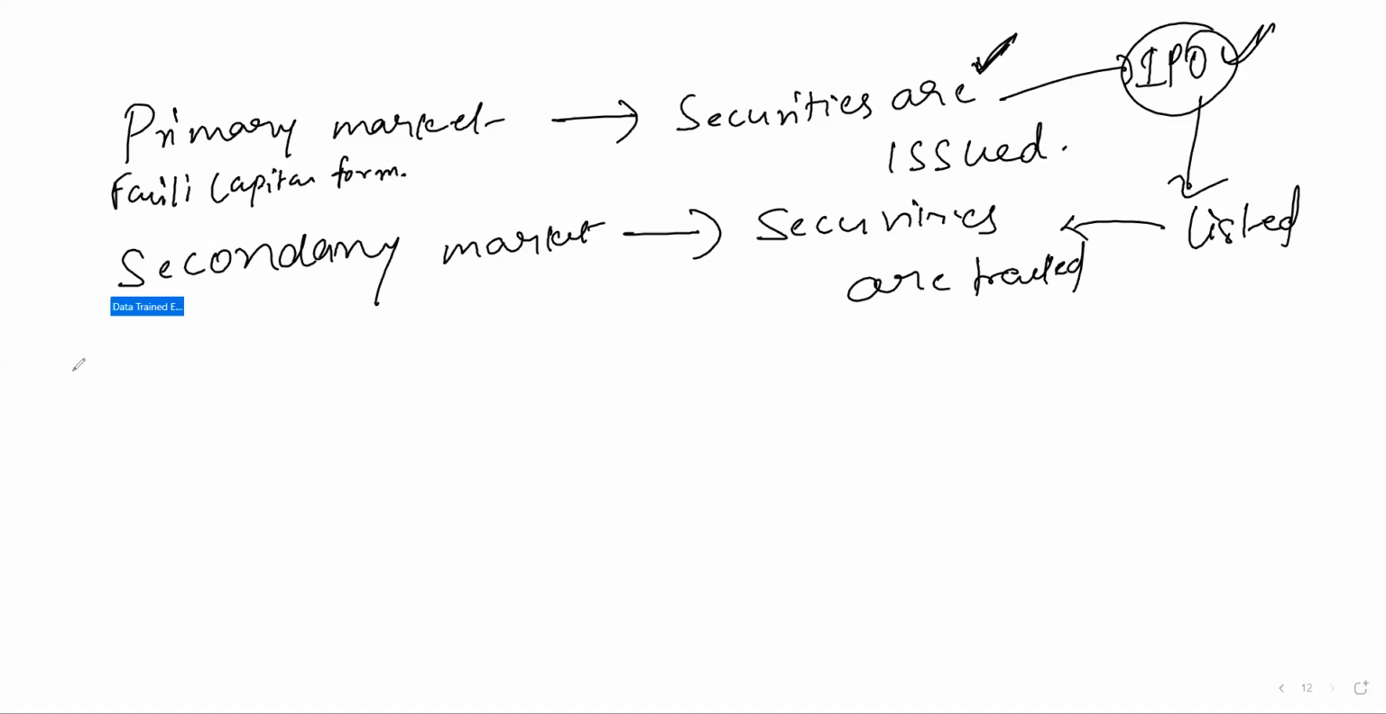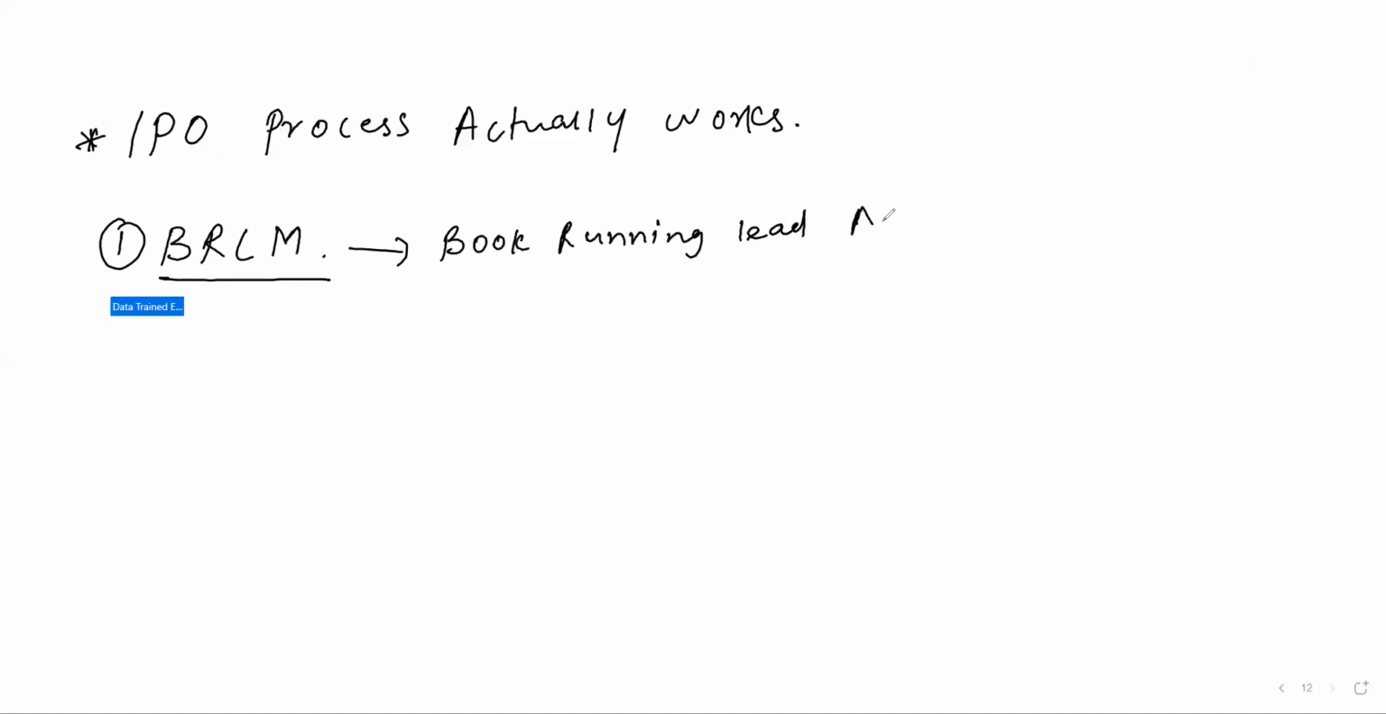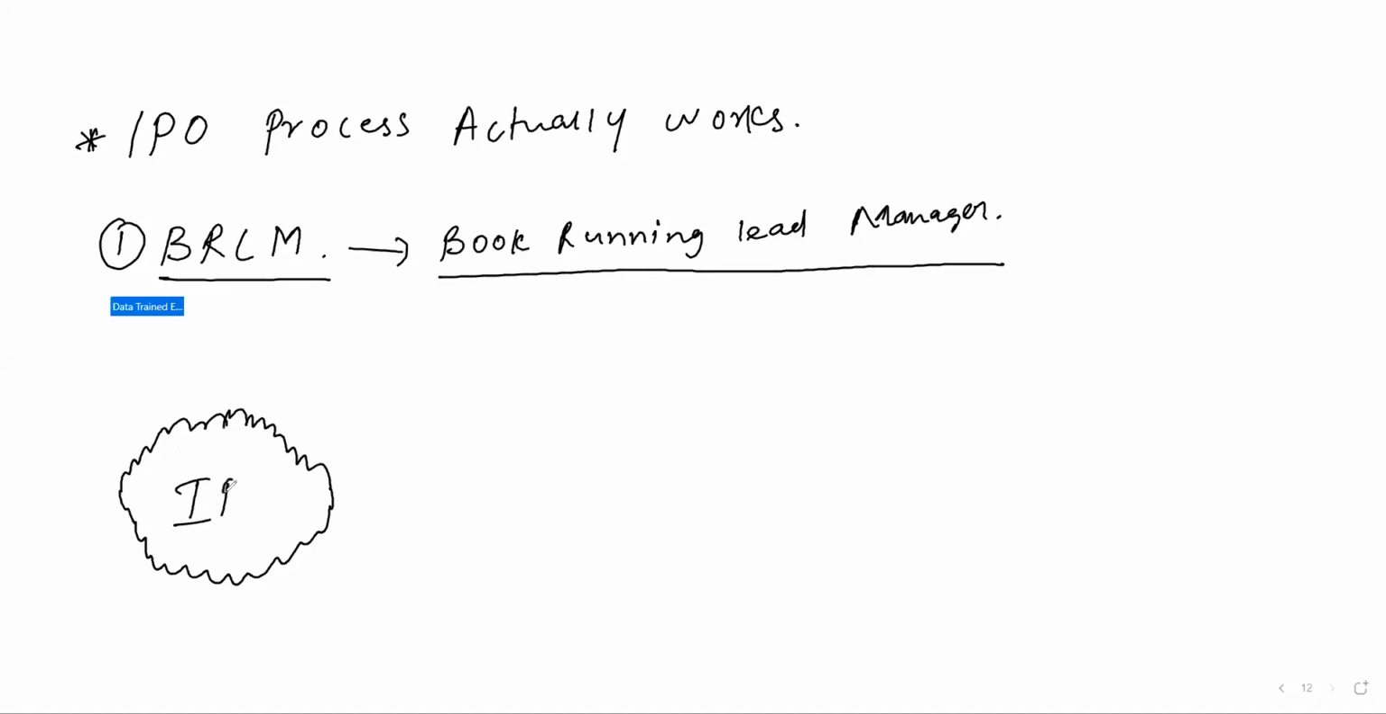Now, how does the IPO process actually work? In the first place, a book running lead manager is appointed. What is a book running lead manager? Now, this is going to be very interesting, guys, so please focus on this. A book running lead manager is basically an investment banker or an investment bank that has been appointed to initiate the process of the IPO.